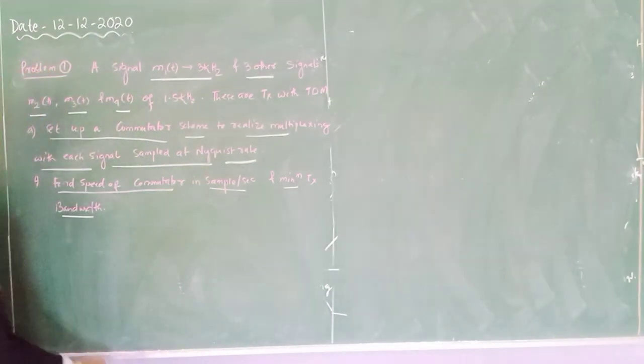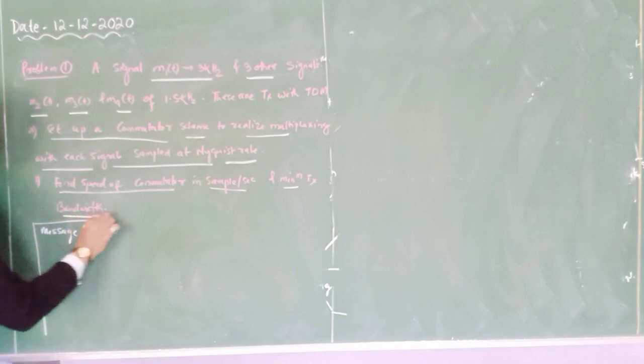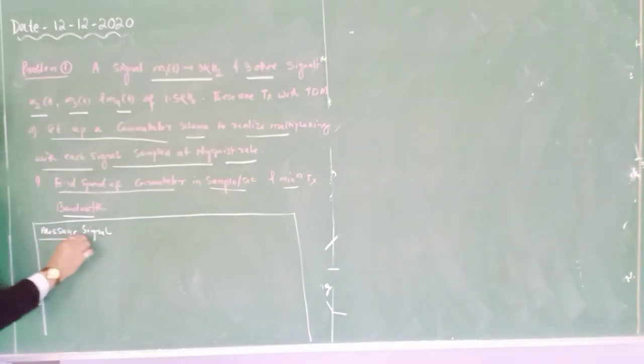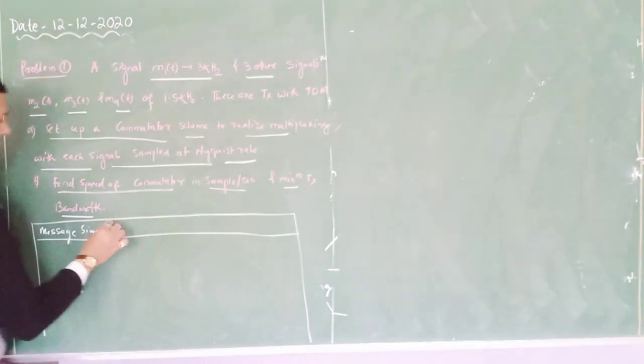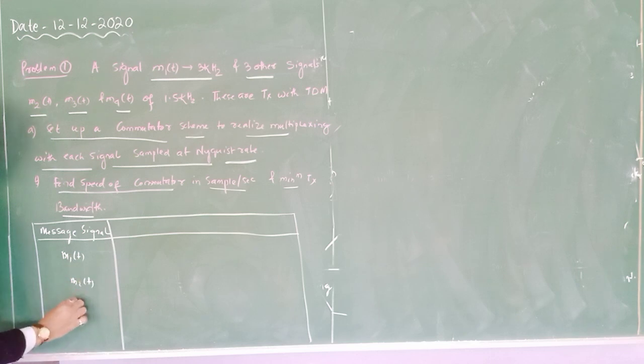So first of all, I need to form the table. First is the message signal. While solving this sort of question, this table will help you to understand. First, message signal. How many message signals? M1, M2, M3 and M4. There are 4 message signals.